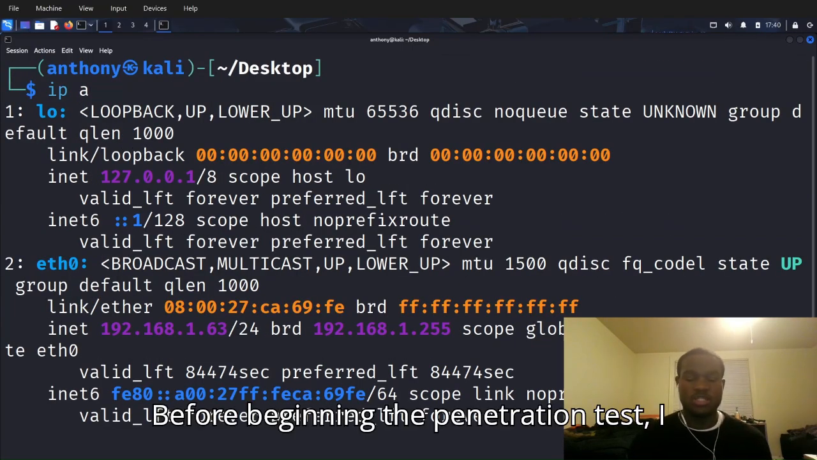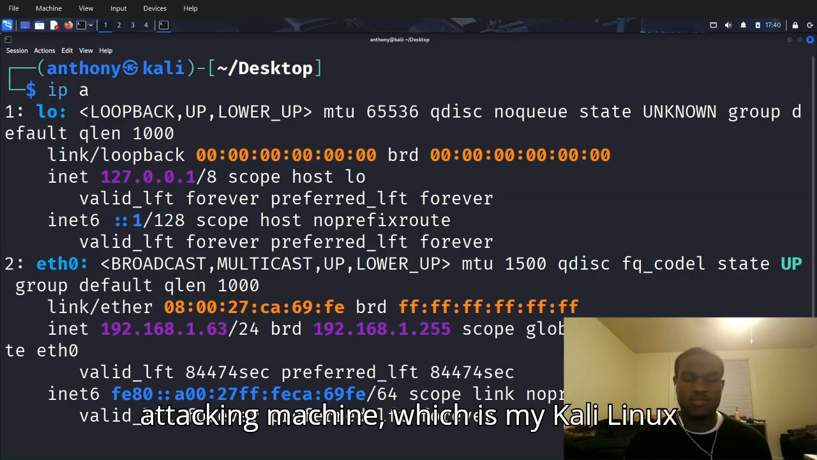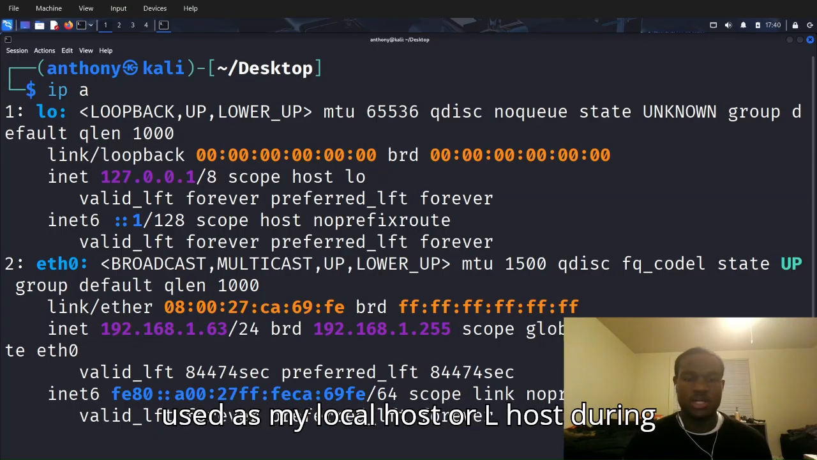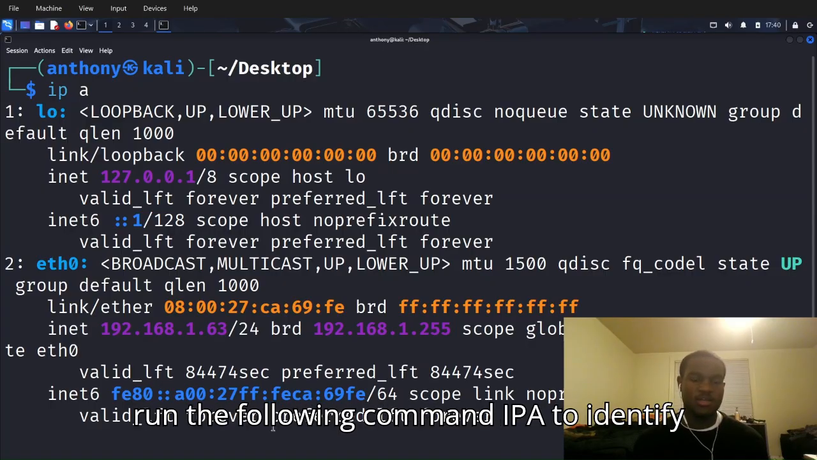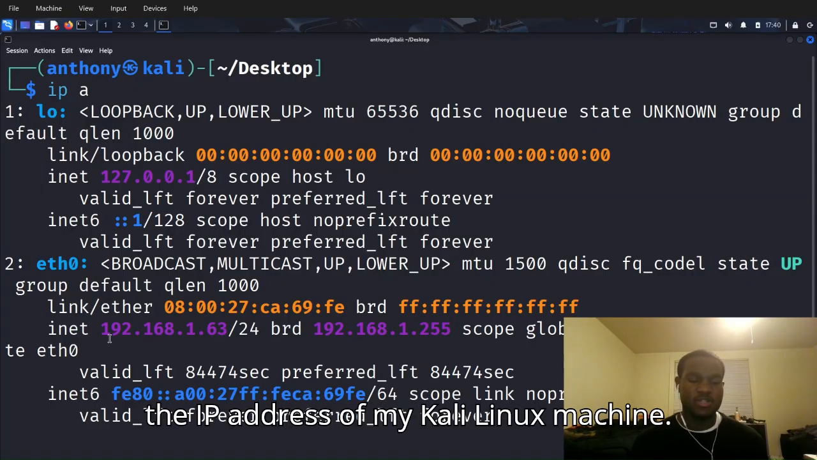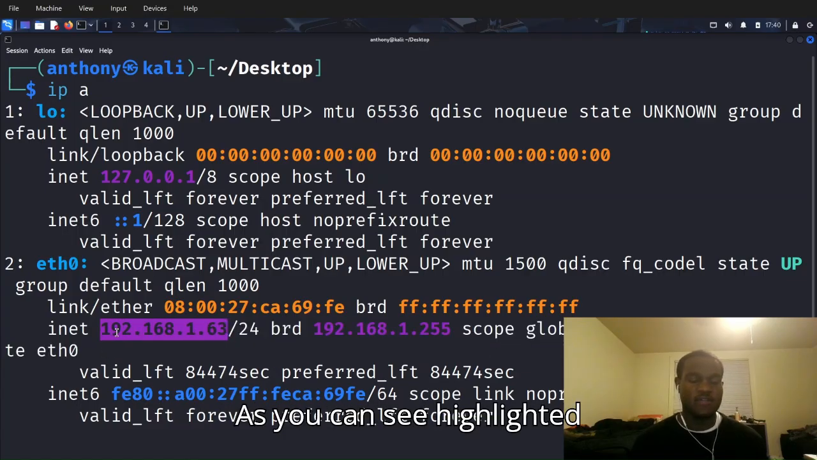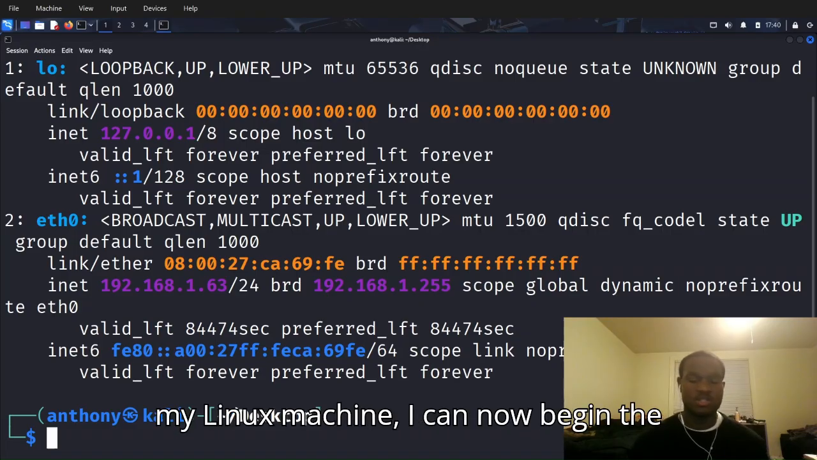Before beginning the penetration test, I must first identify the IP address of my attacking machine, which is my Kali Linux machine. This IP address will later be used as my local host, or LHOST, during exploitation. At this point, I have run the command ip a to identify the IP address of my Kali Linux machine. As you can see highlighted here, the IP address is 192.168.1.63.